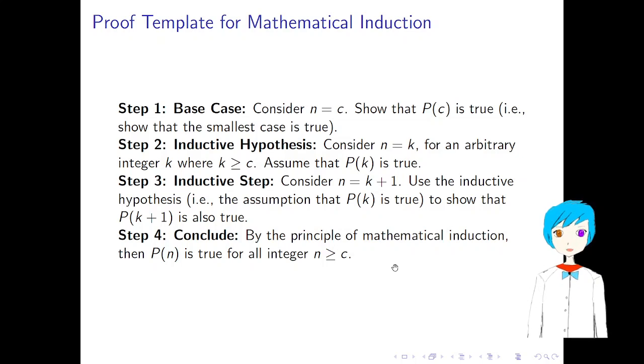So the base case is to consider n equals c and show that P(c) is true. So this is to show that the smallest case is true. c here can be any integer, not necessarily 0.